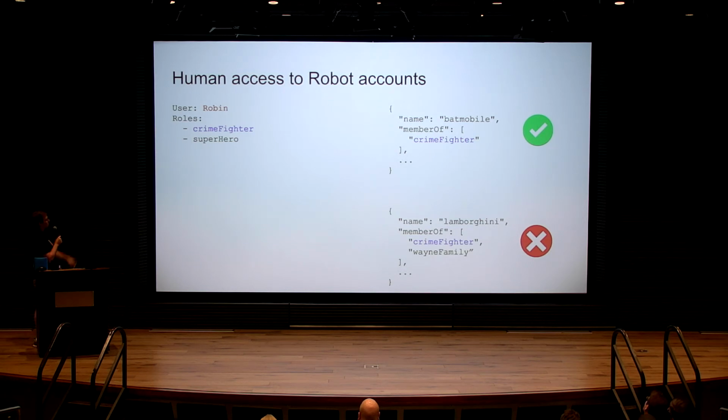All right, so let's go through an example here. User Robin has the roles Crime Fighter and Superhero, and now we've got 2 service accounts here, one called Batmobile and one called Lamborghini. Robin has access to Batmobile because he has all of the roles that the Batmobile has specified, whereas he doesn't have access to Lamborghini because he also requires the Wayne family role in order to access that one. So that's just a simplified way to think about how to access service accounts.